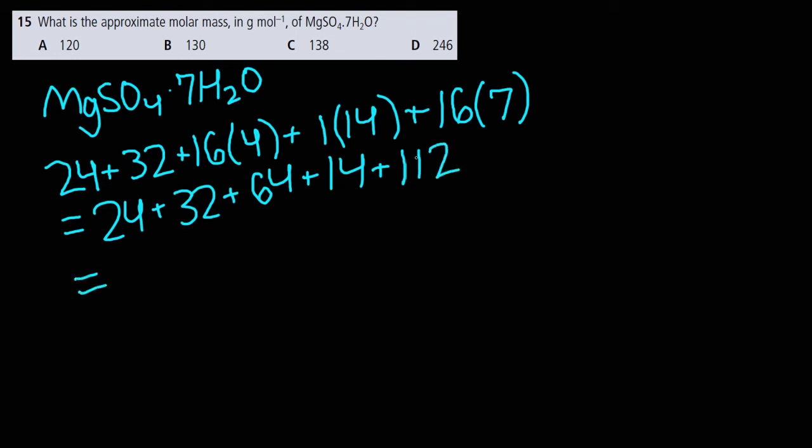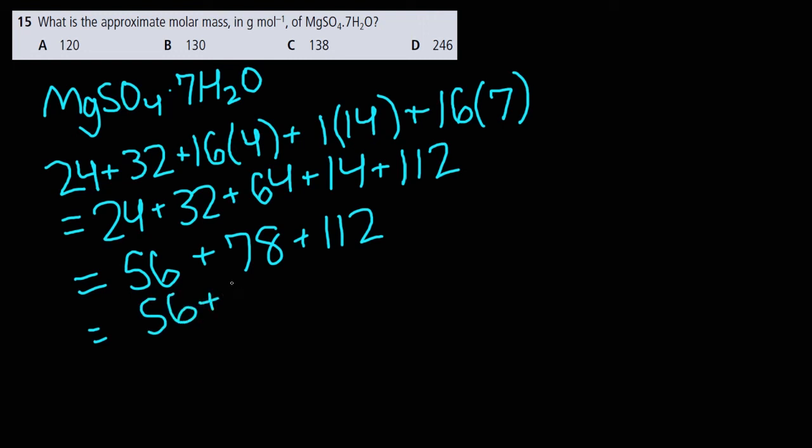So now it's just addition. So 24 plus 32 is 56. Plus, let's say 64 plus 14 is 78, plus 112, 190. And 56 plus 190 gives us 246, which sure enough is D.